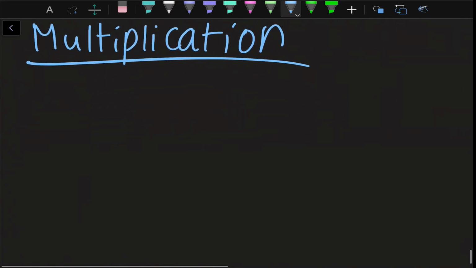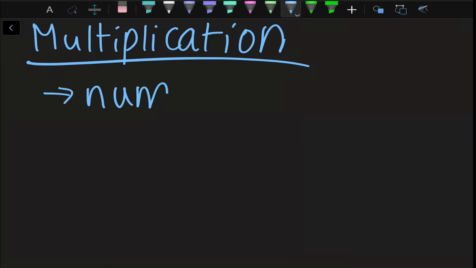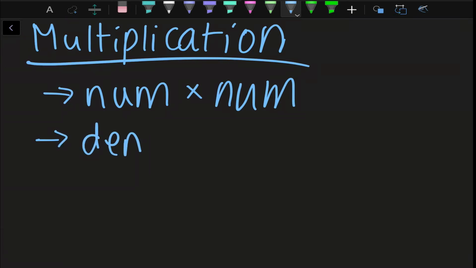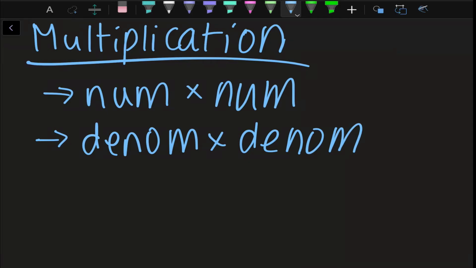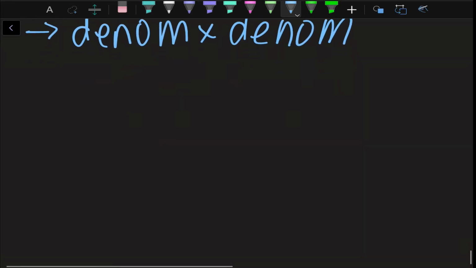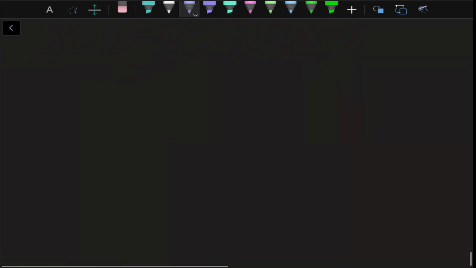But essentially, it doesn't matter what our numerators and our denominators are. They don't have to be the same. We're just going to multiply the top by the top, the numerators by the numerators, and the denominators by the denominators. So we'll go numerator times numerator, and denominator times denominator. That is basically all we do. So, some quick examples to practice.